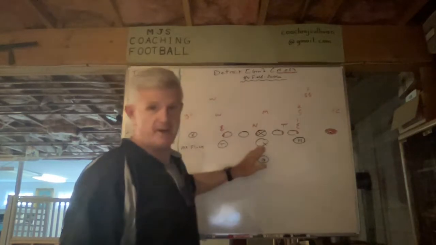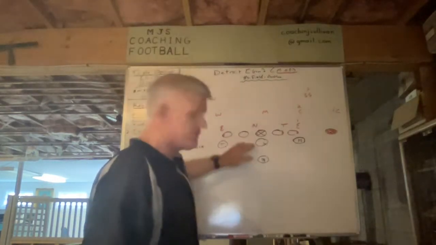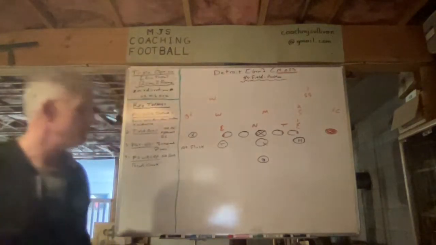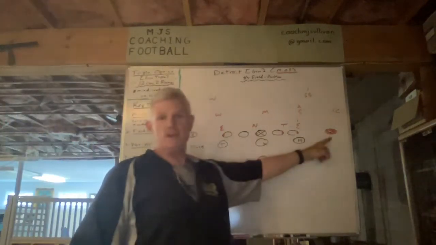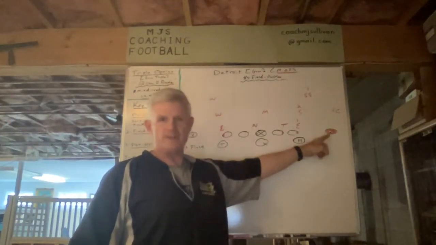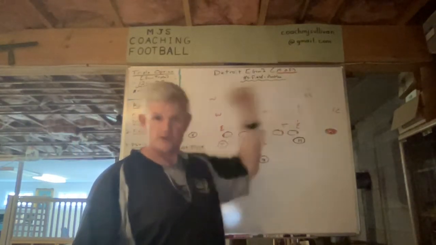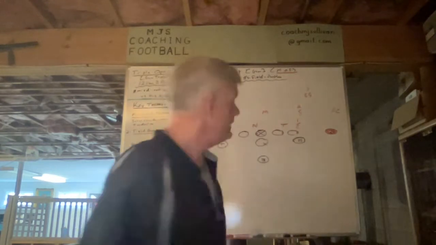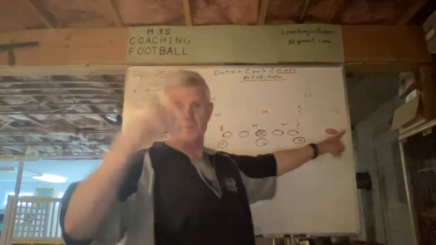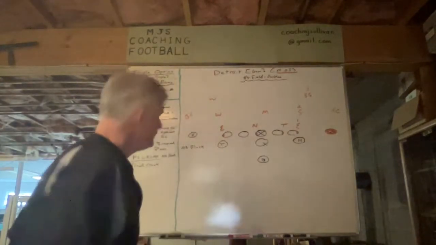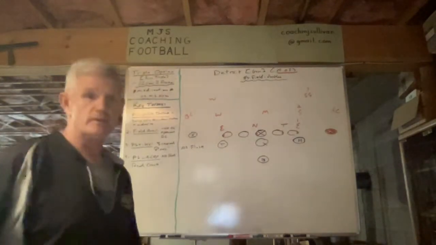We can run it out of the gun, but I have it under center for today. It's in the middle of the field. The Z would be on our right, and that's why it's a Z reverse, because we're running 12, which is to our right. That's why Z is colored in red. So let's just go through the basics here.